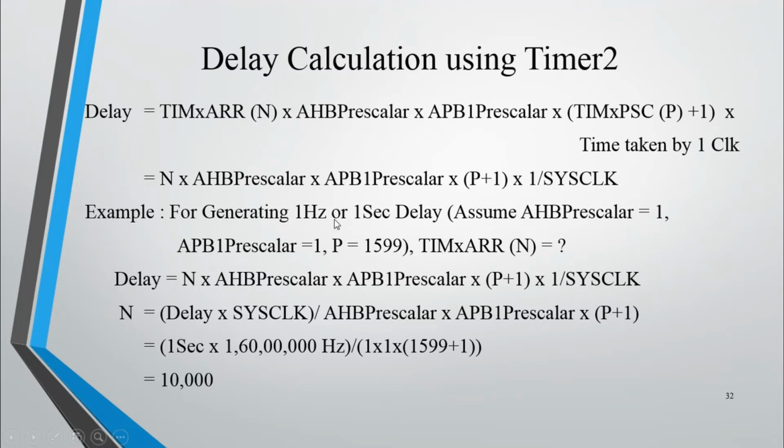Say let us take one example. I need to generate 1 second delay, assuming AHB prescaler and APB prescaler equal to 1, P equal to 1599. You need to find out what value should be loaded into ARR in order to get 1 second delay. So by rearranging this equation and substituting the value of delay, system clock is 16 megahertz, delay is 1 second, AHB and APB prescalers are 1. What was P? P is given here 1599. By substituting all these values, you will get value of ARR, that is N as 10,000. This is also last class we have seen.